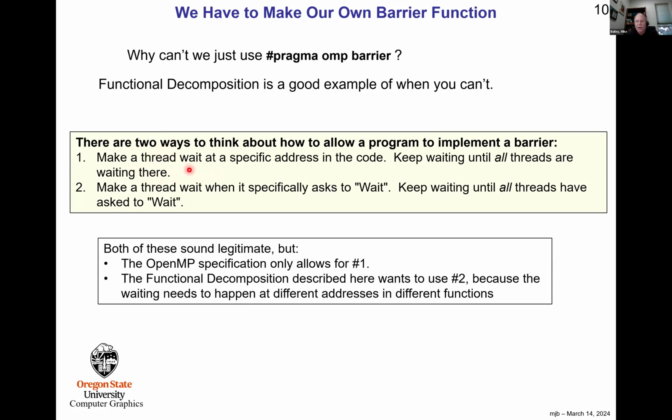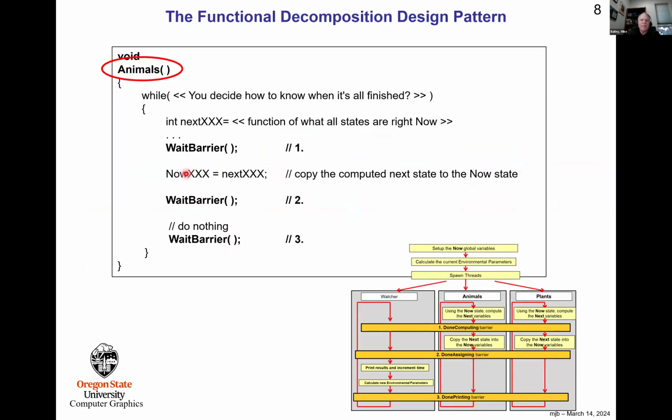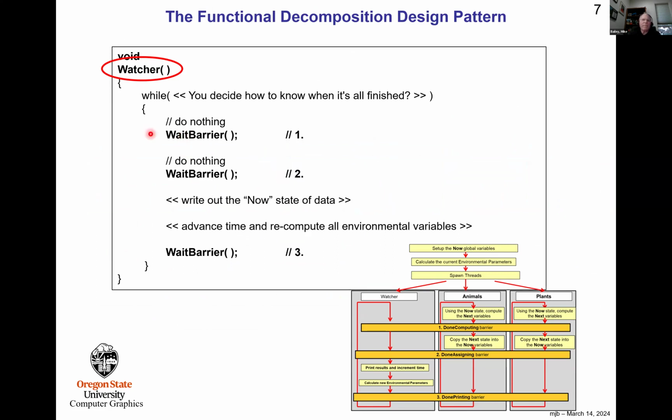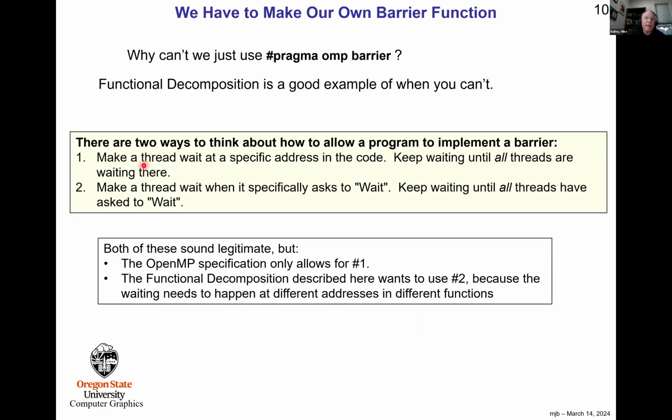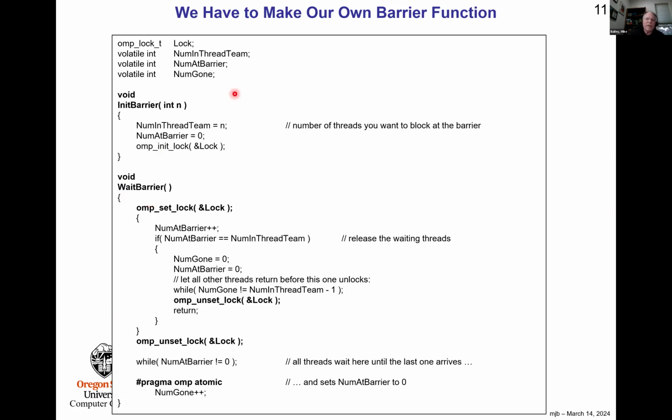Turns out that in the OpenMP spec, this is the only one that's allowed. But that messes with our functional decomposition because these are different functions. And so if I put a pound pragma barrier right here, that's not the same place in memory as if I put pound pragma barrier here. So it turns out this doesn't work because the OpenMP spec says it's got to be this one. So we have to implement that one because that's the one we're using. And here's what we've done. And so you have access to this code. It's in the functional decomposition handout.